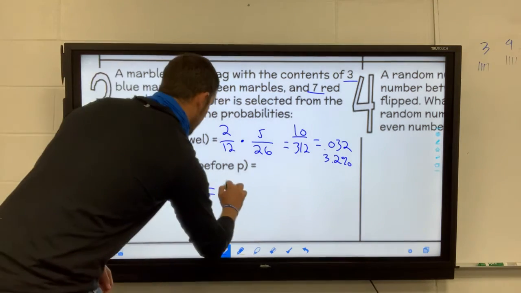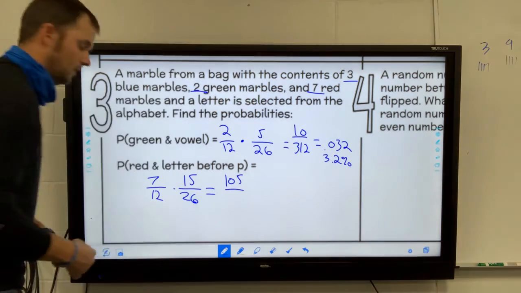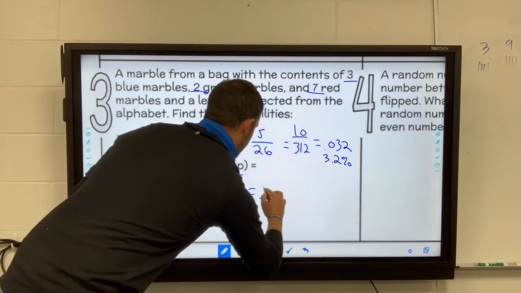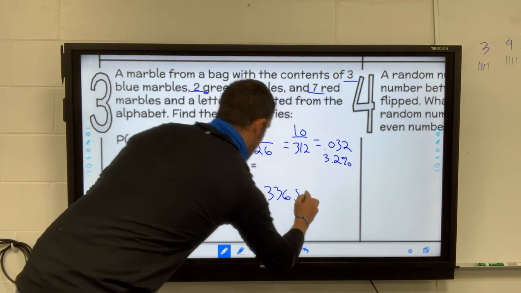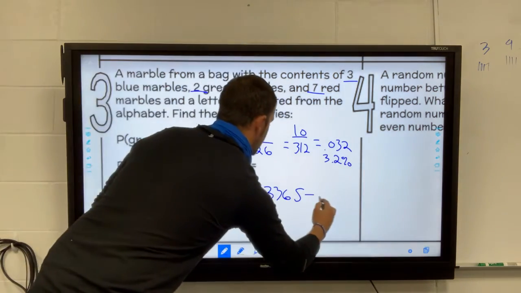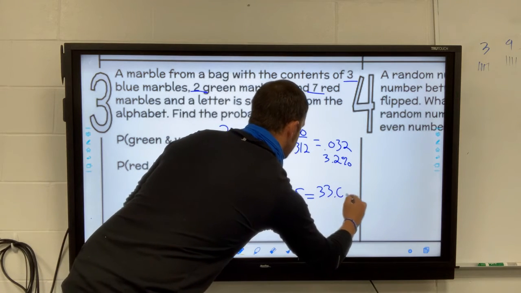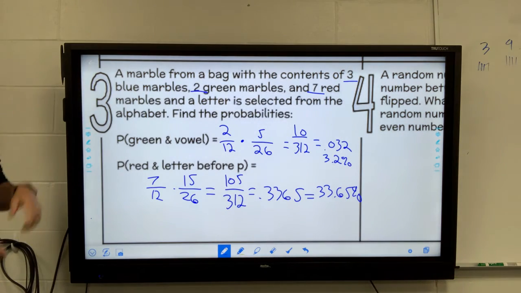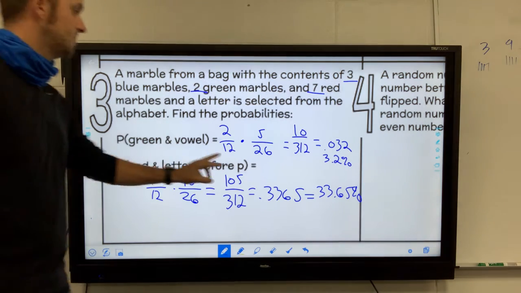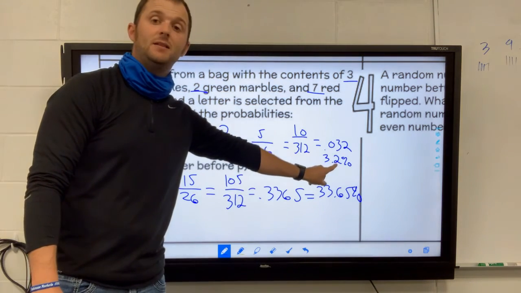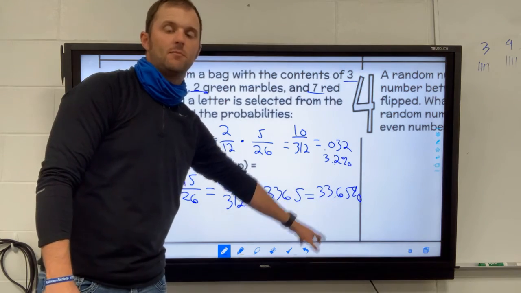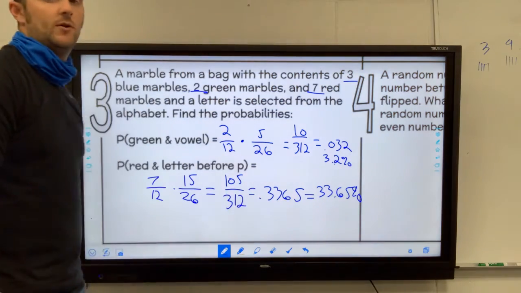So 7 times 15 is gonna give you 105. And then 12 times 26 is gonna give you 312. And then 0.3365. So 2 decimal places over gives me a 33.65% chance of this actually happening, okay? So ladies and gentlemen, this is the percentage here. Very unlikely of that happening. A little more likely, but still under that 50% mark of it happening, okay? Let's go on to example number 4.